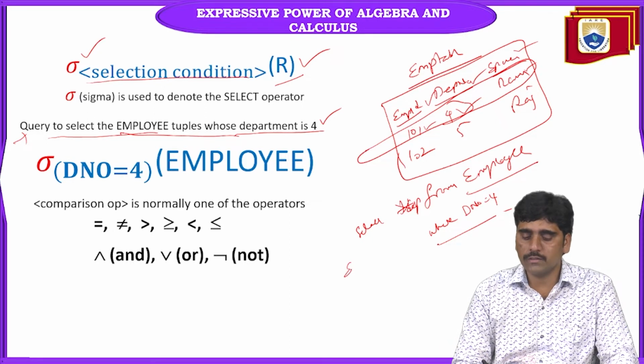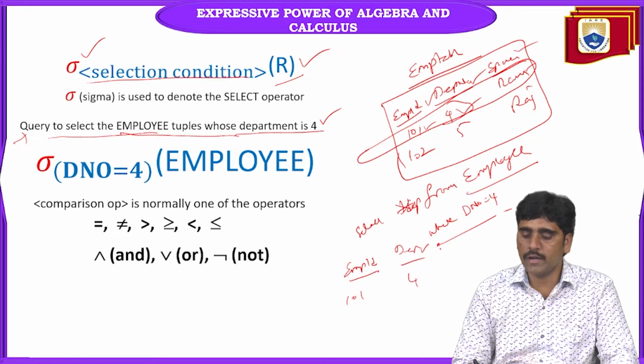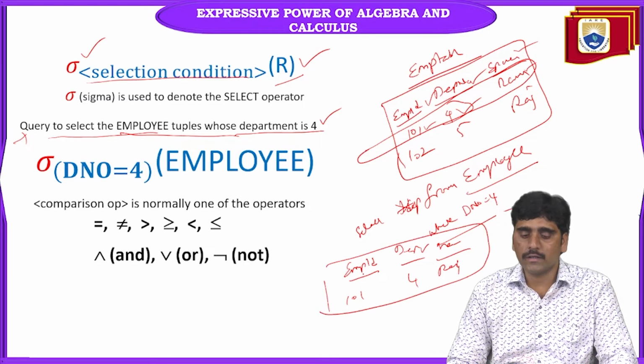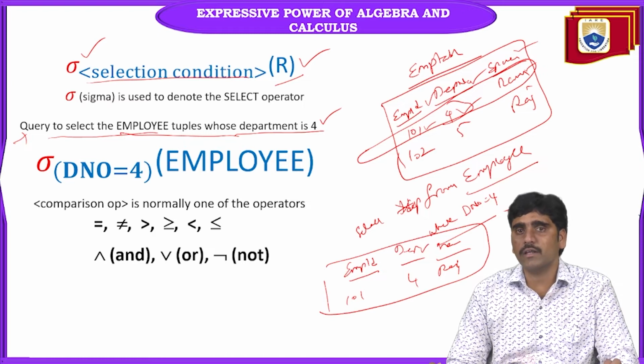So now the result is what? Employee ID 101, department number 4, and the name is Raj. So this is the output you will get. But I just want to write the unsafe query, right? So how can I write the unsafe query?